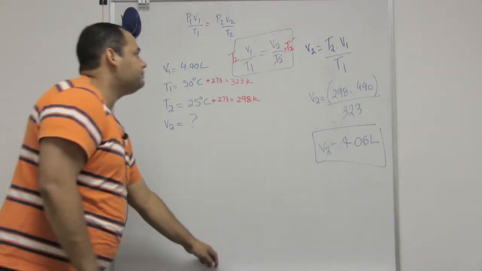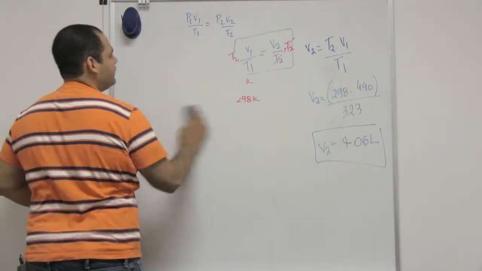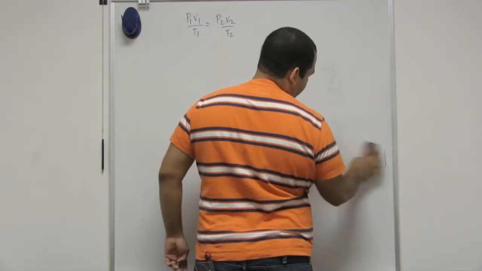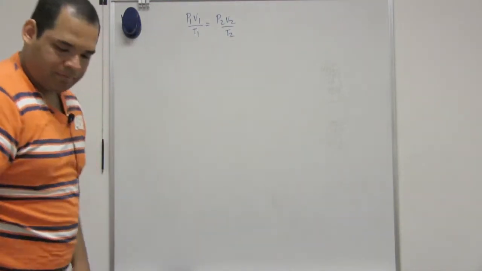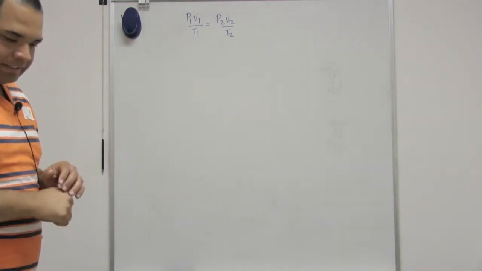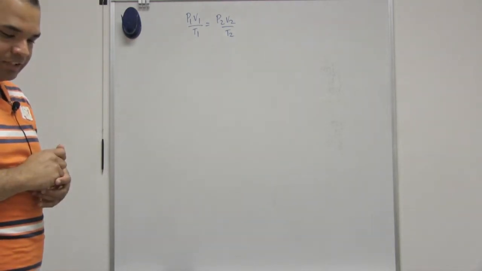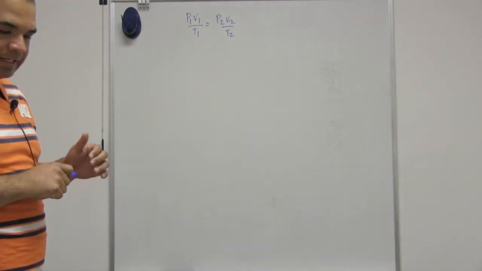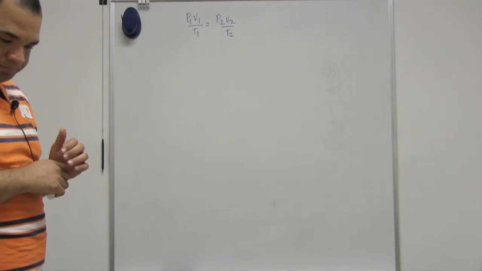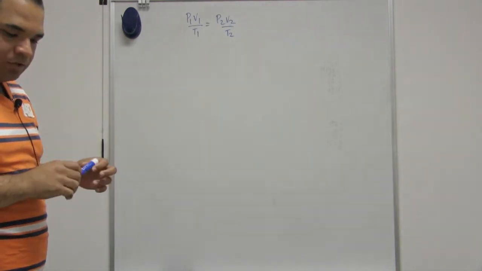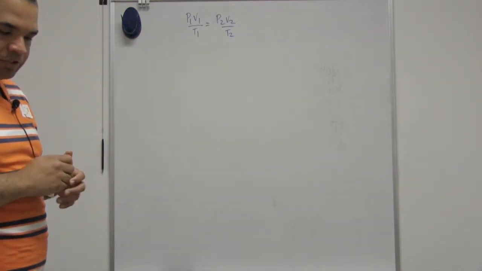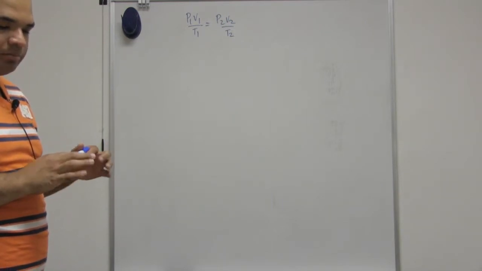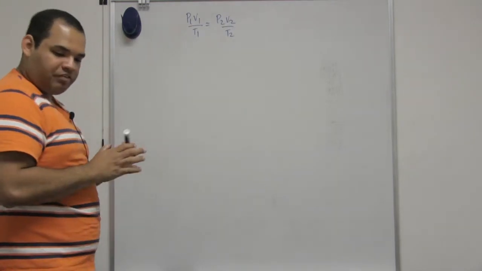One more problem related with these 3 laws. Now, my problem says 10 liters of a gas is found to exert 97.0 kilopascal at 25 Celsius. What would be the required temperature in Celsius to change the pressure to standard pressure? Okay, so it's a lot of information.